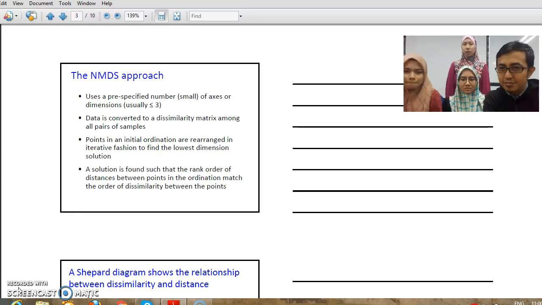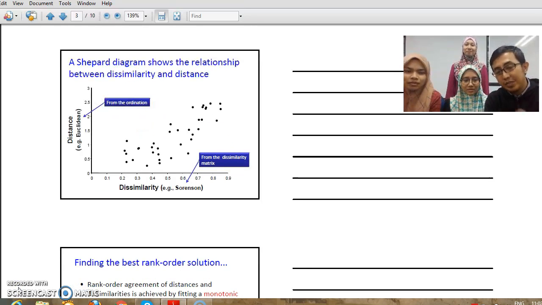In this method, do we have to rearrange the order of distance between points? Yes, Kak Ayu, we have to rearrange from the small to the big. Okay, after we rearrange the values, then we can plot it in a Shepard diagram. Let's see the Shepard diagram here, the relationship between dissimilarity and distance. For distance we can use the Euclidean method, and for dissimilarity we can use Sorensen.